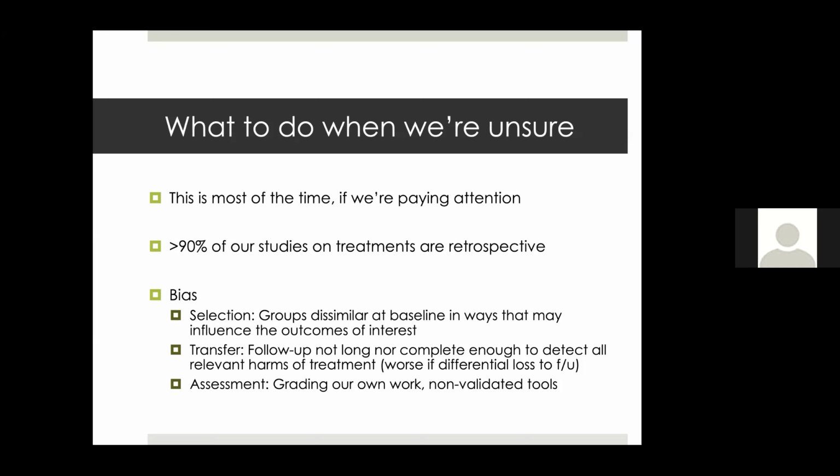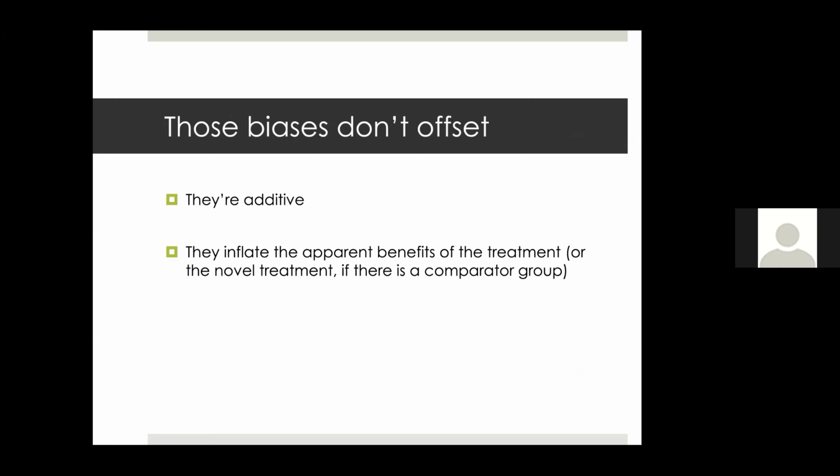Assessment bias: in almost all of the studies that Nick mentions, the surgeons are grading their own work and often using non-validated tools. What you need to know about those biases is that they don't offset, they're additive. And so they all tend to inflate the apparent benefits of the treatment that we're looking at, or the novel treatment if two treatments are being compared. These biases make us look better than we are. And so I'm going to give you a couple of examples of how transfer bias can influence our thinking. So this would be an extreme example in an unusual case.